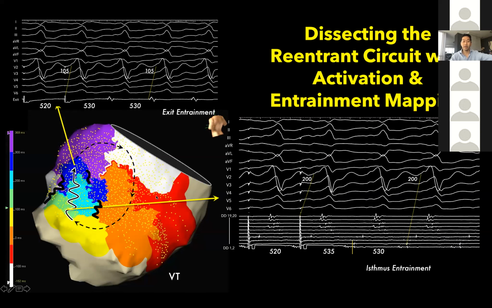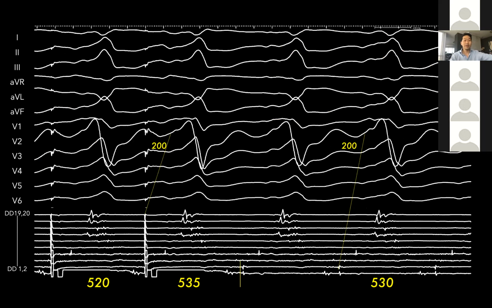It's longer because you're pacing here, so it takes longer to get out to the exit site, which is your QRS, and that's 200. Divide 200 by 535, you're getting closer to somewhere around 40%. 50% again is kind of a mid-diastolic site. So that's the isthmus. Now, what about this little area?